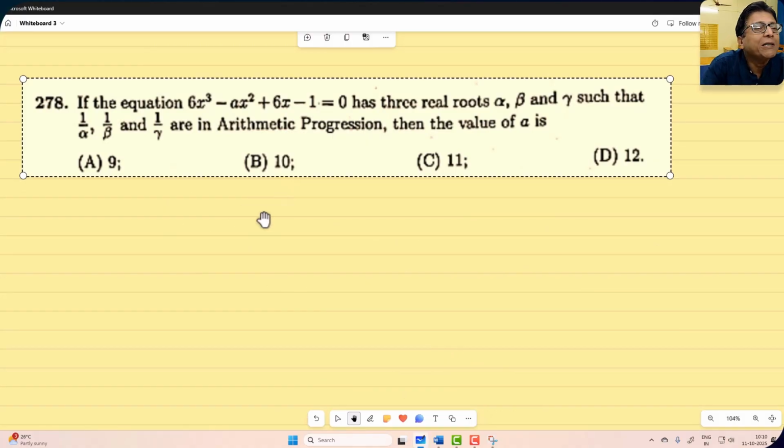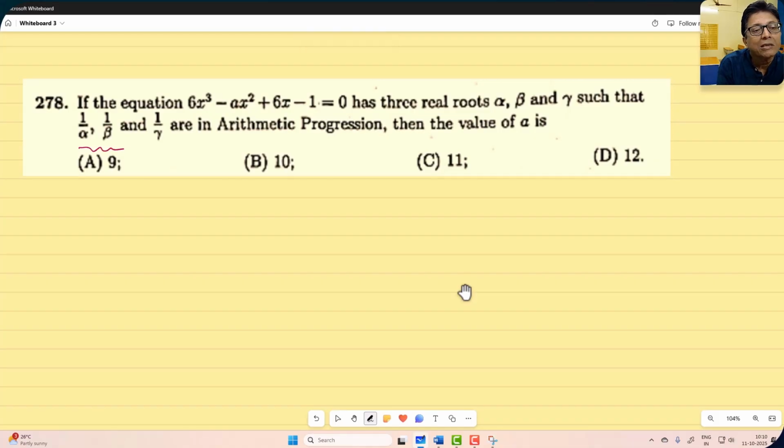This one is not a difficult one. The equation has 3 roots and the reciprocals of the roots are in AP, not the roots themselves. Then find the value. You can go by transformation. Frame the equation whose roots are 1 by alpha, 1 by beta, 1 by gamma. Then use the AP condition. You can get it easily.